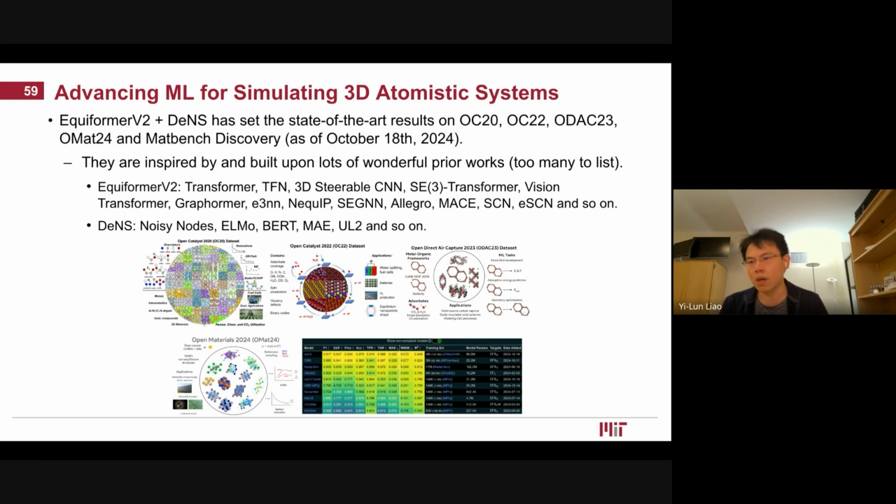And also, DeNS is inspired by lots of prior work, such as Noisy Nodes, where they first proposed the idea of denoising 3D atomic systems. And it is also inspired by self-supervised learning methods in other domains, such as ELMo, BERT, MAE, UL2, and so on. So I think it's pretty exciting to see we can put all of these methods together to advance machine learning for simulating 3D atomic systems.